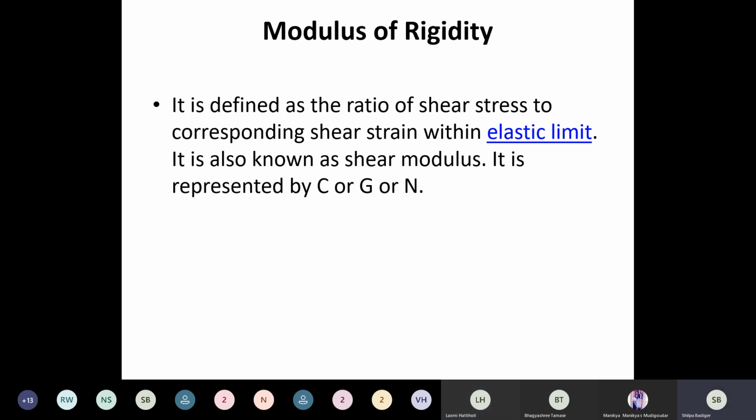Newton per mm square. Very correct. So strain has no unit. So once again, it is the shear stress that's the unit that carries for the modulus of rigidity. So once again, it is defined as Newton per mm square.